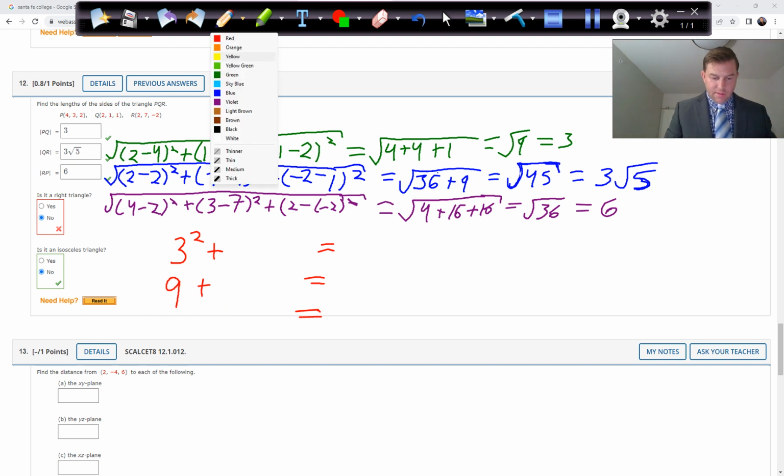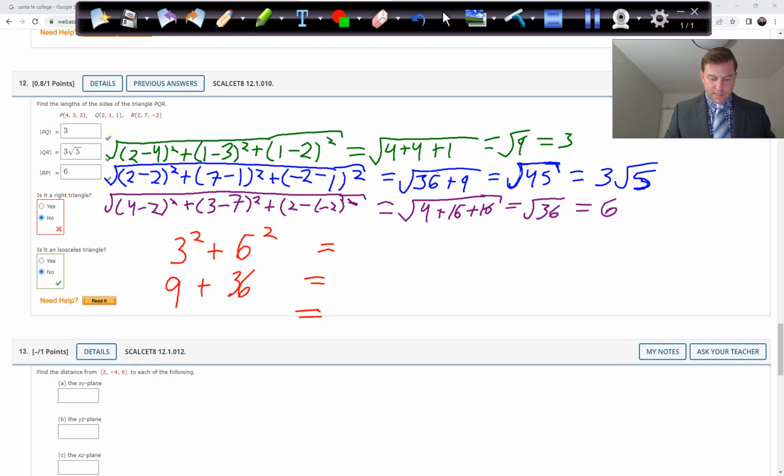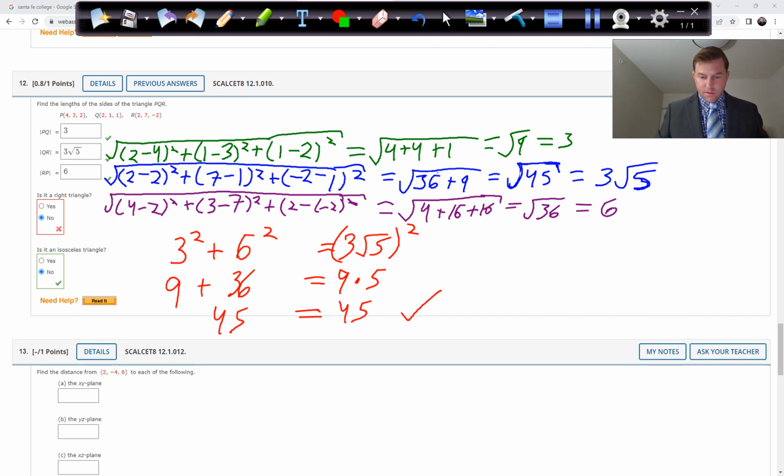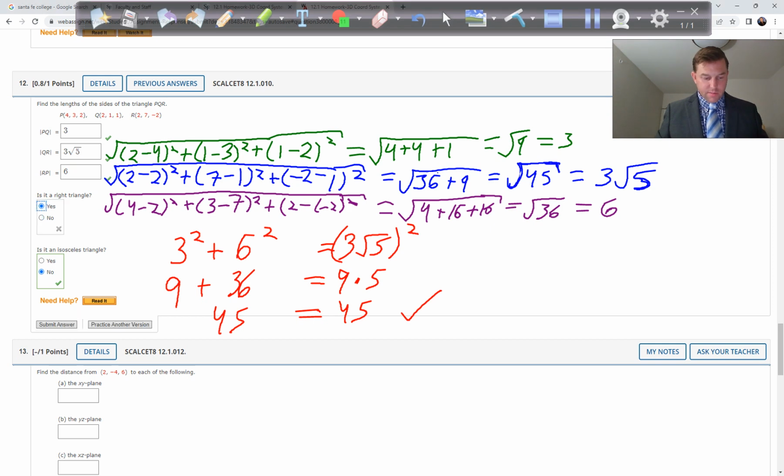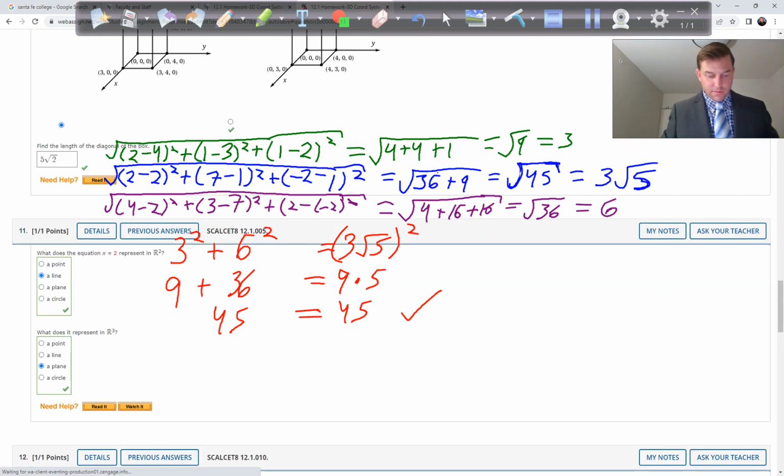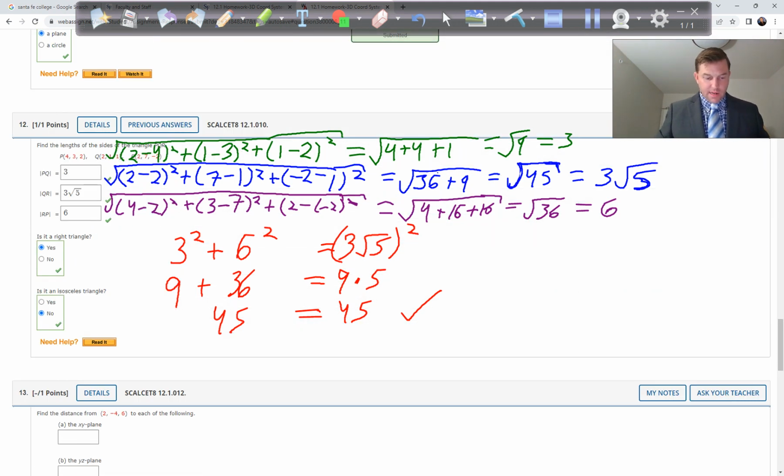So we're going to have 6 squared, which is 36. On this side, we have 3 root 5 squared. That's going to be 9 times 5. This is 45, and this is 45, which checks out. So even I will rush myself sometimes. That is a right triangle. Pythagorean theorem held. There we go, we got it.